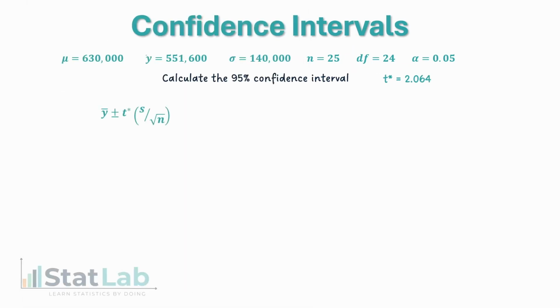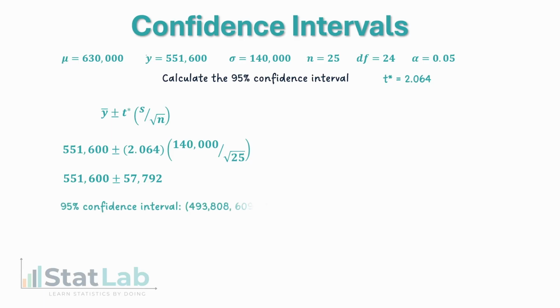The confidence interval looks like this. So your sample mean plus or minus this T star, and then your standard error. So if we fill in our values, we're going to have 551,600 plus or minus our T star, which is 2.064 multiplied by 140,000 divided by the square root of 25. So we're going to end up with a value like this, 551,600 plus or minus 57,792.